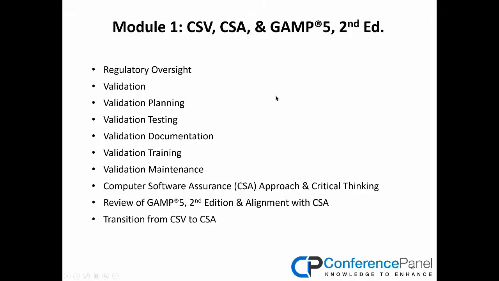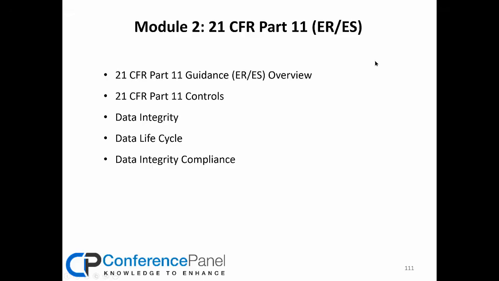So in the first module, we'll talk about regulatory oversight briefly, and then validation planning, testing, documentation, training, and maintenance of the system in a validated state. We'll cover computer software assurance, CSA, the approach and how it relies on critical thinking. And we'll review GAMP 5 second edition and how it aligns with CSA. We'll then talk about the transition from CSV to CSA. We'll continue with the next session.